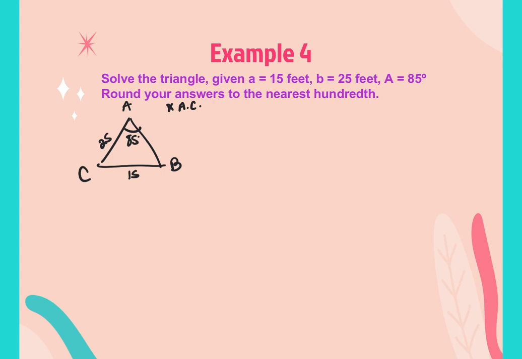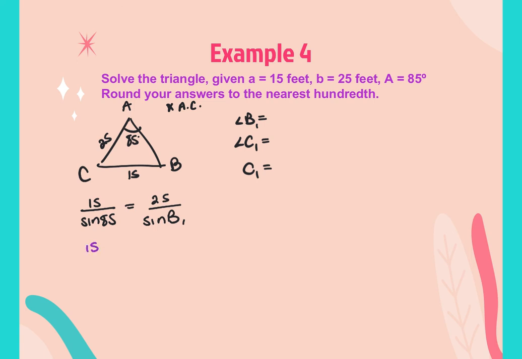So again, I have a complete ratio with A, right? And I only have one part of B. So the first thing I'm going to find is angle B. We're going to call it B1. Then we're going to find angle C1. And then we're going to find side C1. So I would do A, which is 15, over the sine of A, which is 85, equals B, which is 25, over the sine of angle B1.